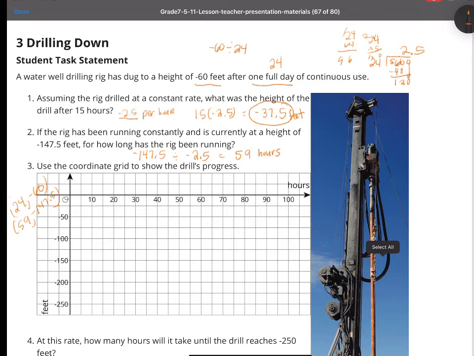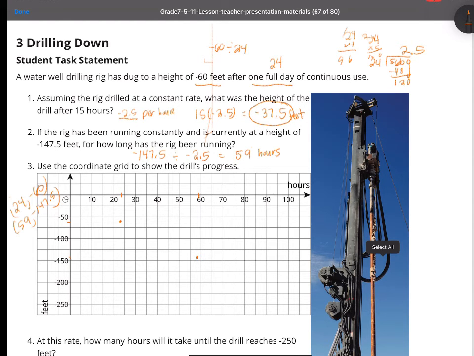So on the x-axis, I need to find 24, which is halfway, so 24 will be right there, close to the midpoint. And then I need to find negative 60, which is counting increments of 50. And then halfway between 50 and 100 would be 75, and then that would be 100. So 60 should be somewhere right there. And there we go, plotting it right there. So then the next point would be 59. 59 is close to 60. And there's going to be 147.5. So it'll be right here, and it'll be right there.